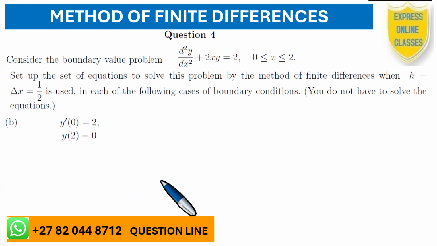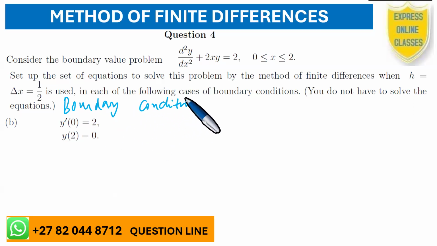Because we have been given that the first derivative at 0 is 2, then we have the following. We first state the boundary conditions, which are different from the former equations.